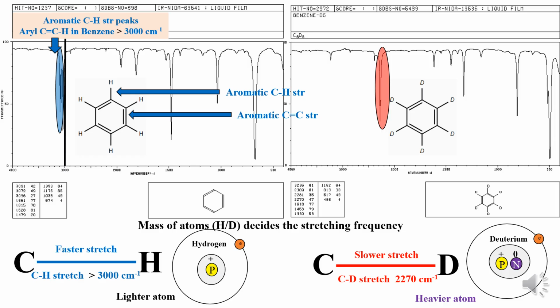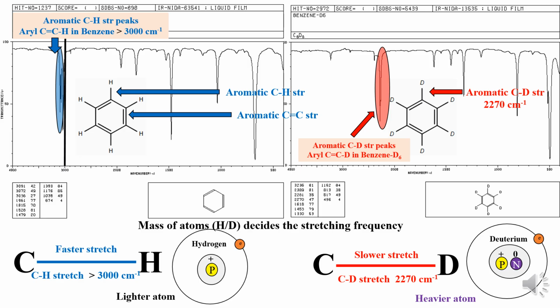So what about the deuterated benzene? In deuterated benzene, you don't find any aromatic CH bonds. You come across only aromatic carbon deuterium bond. So the carbon deuterium bond in case of deuterated benzene stretches at around 2270 centimeter inverse. Now this shift in stretching frequency to a lower wave number is due to isotope effect. This is because of heaviness of the deuterium atom as compared to the hydrogen atom.